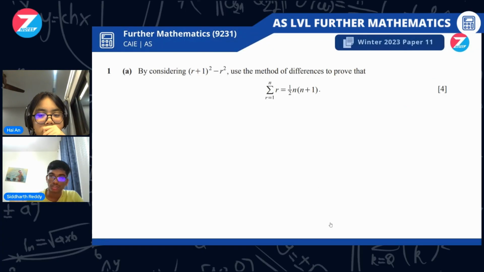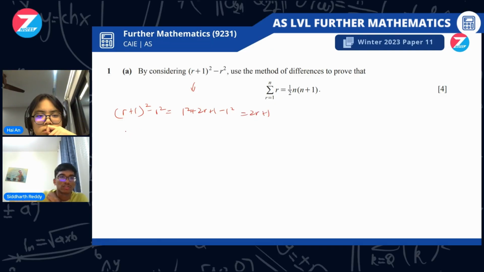The first question is, by considering (r+1)² minus r², use the method of differences to prove that the summation from 1 to n of r is equal to n(n+1)/2. So let's just consider this. First, (r+1)² minus r² is r² plus 2r plus 1 minus r², which is just 2r plus 1.